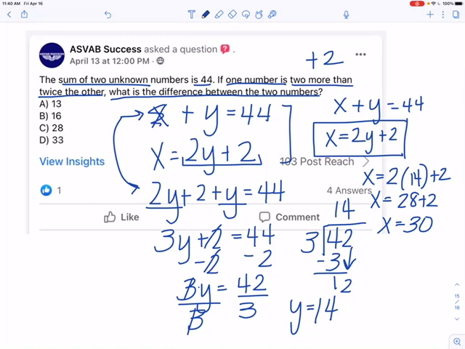Okay, so now I know the two numbers. Remember, we go back to the question. It says, what is the difference between the two numbers? Well, 30 minus 14 is how we find the difference, and that gives us 16. So the answer here is B.